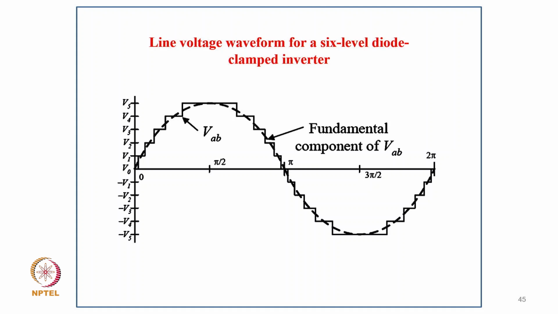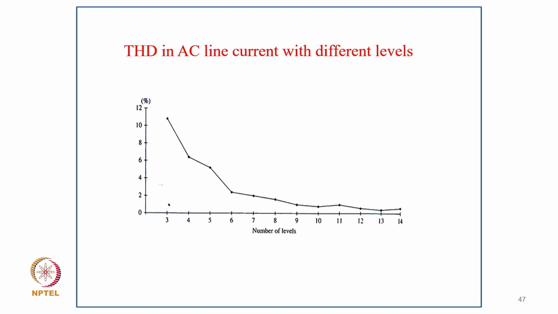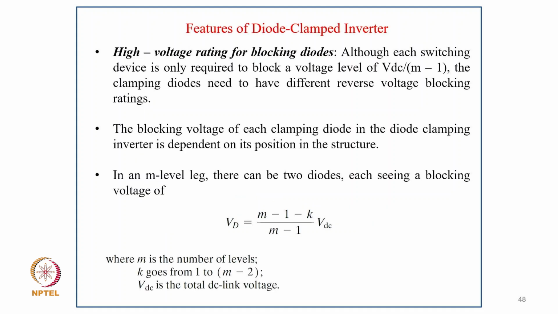So you can see certainly the harmonics are reduced and the waveform goes as close to a sine wave as possible. And this is a single phase 7-level diode clamp inverter, and the THD level in the AC line current with different levels. You can see as the level increases, it reduces, even to less than 1% if you go to a higher number of levels. But initially there is a drastic reduction up to 6, 7 or 8 levels. After that, it does not reduce that much.